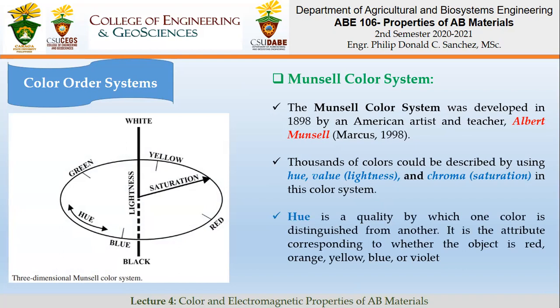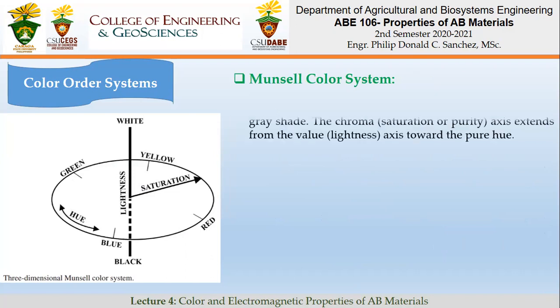Hue is the quality by which one color is distinguished from another. For example, you measure the color green and then the color yellow-green, and you can get the hue, or the difference, between green and yellow-green. So hue is the quality by which one color is distinguished from another. The Munsell color system also measures chroma other than hue. Chroma, on the other hand, is the quality that distinguishes a pure hue from a gray shade.